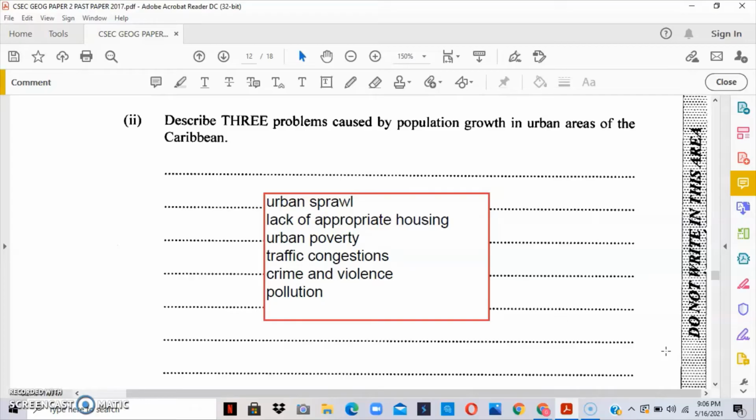Not everybody will get a job, and some of them will actually have to turn to the informal sector, where they become robbers, thieves, scammers, pickpockets. And with urbanization, we also have pollution taking place.